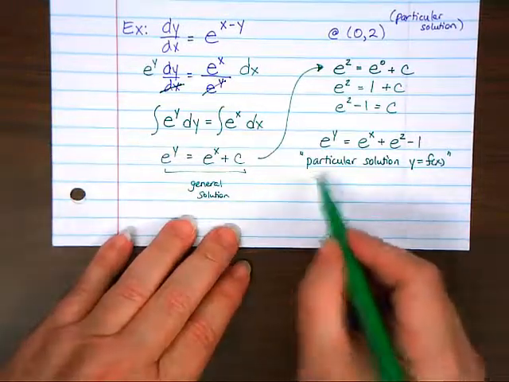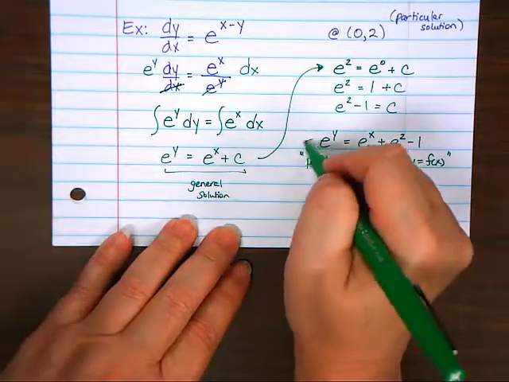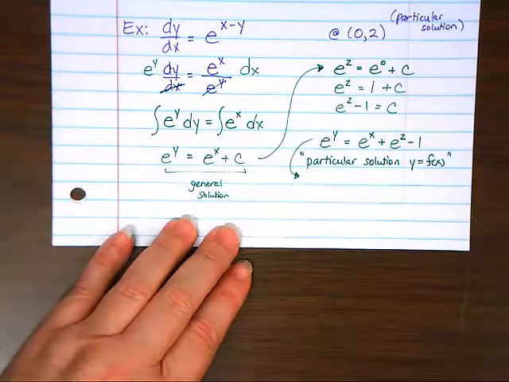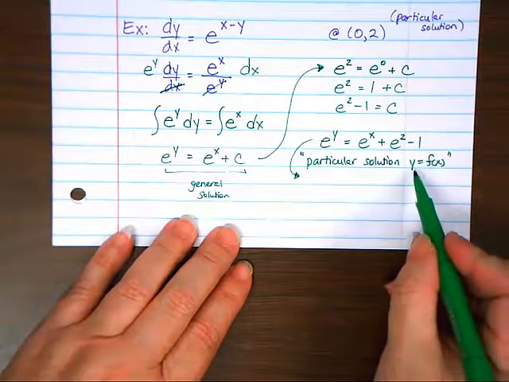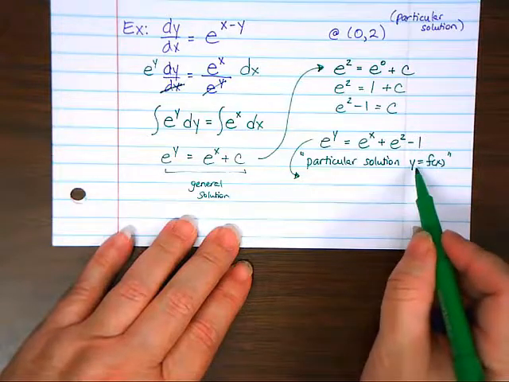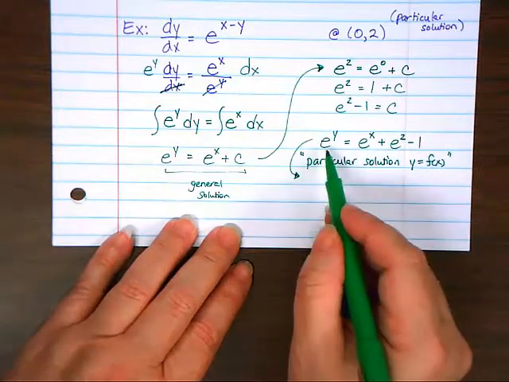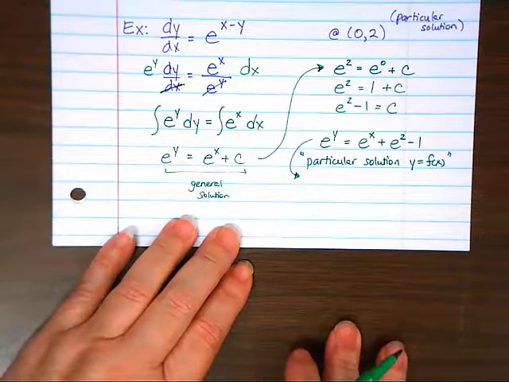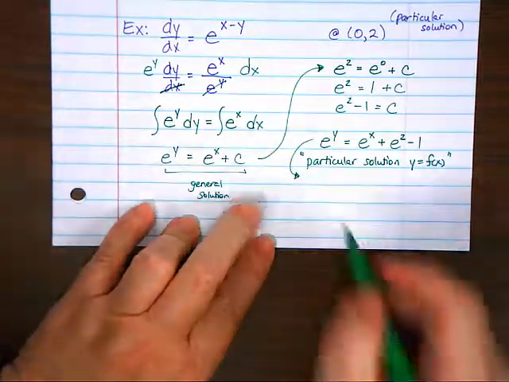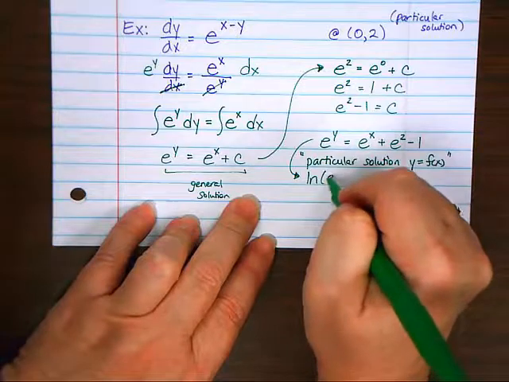Okay, so if you see this phrase, that means you have to keep going from here. You're not done yet. Does that make sense? Because when it says y equals f of x, that means your answer has to be y equals something. So my question is, how do I get the e's off the y's? That's natural log. So we are going to natural log both sides.